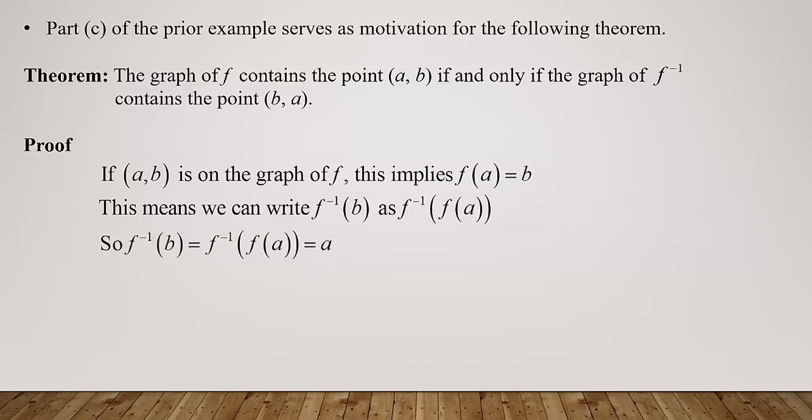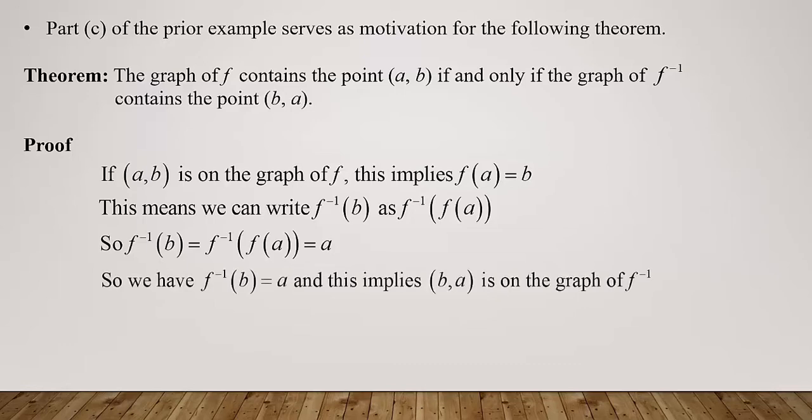So here's where we're at. We have f inverse of B equals f inverse of f of A. But remember, a function and its inverse function undo each other. So when we do f inverse of f of A, that has to simplify down to A. They undo each other. So if we have f inverse of B equals A, that means the point (B, A) is on the graph of f inverse. And that's all there is to this proof.